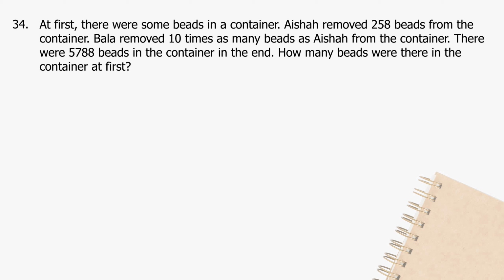Question 34. At first, there were some beads in a container. Aisha removed 258 beads from the container. Bala removed 10 times as many beads as Aisha from the container. There were 5,788 beads in the container in the end. How many beads were there in the container at first?